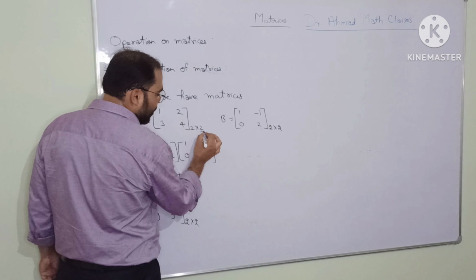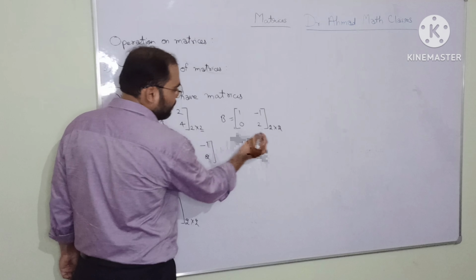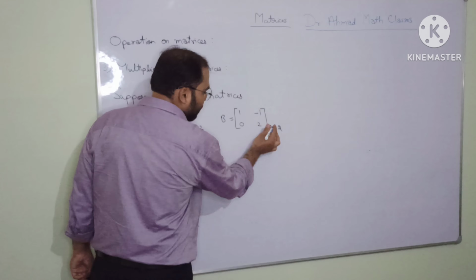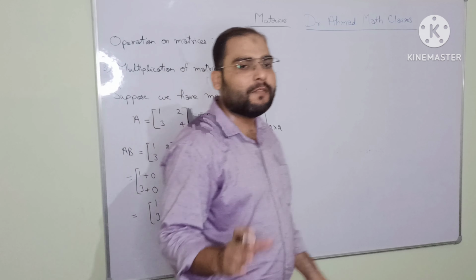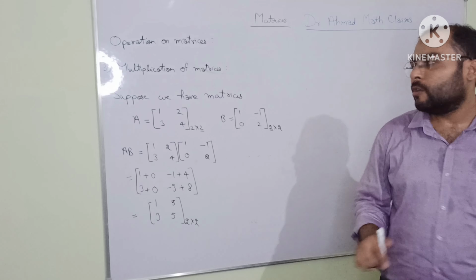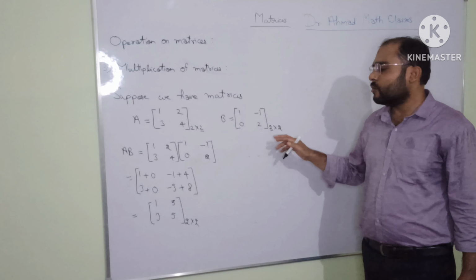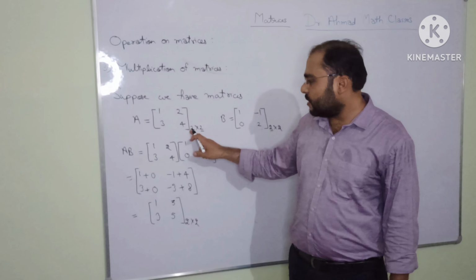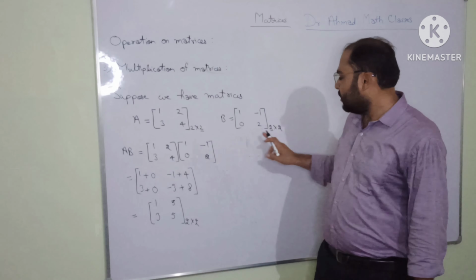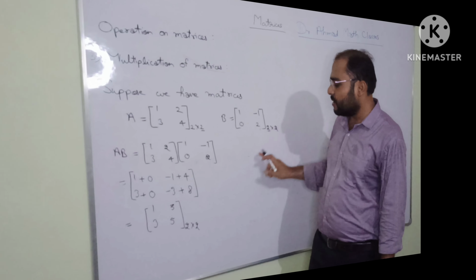इस A मैट्रिक्स का नंबर ऑफ कॉलम, which is equal to 2, B मैट्रिक्स के नंबर ऑफ रो, which is also equal to 2. ये दोनों सेम होना चाहिए मैट्रिक्स मल्टीप्लिकेशन में. फर्स्ट मैट्रिक्स का नंबर ऑफ कॉलम और सेकेंड मैट्रिक्स का नंबर ऑफ रो. और जो रिजल्टेंट मैट्रिक्स AB आएगी उसका ऑर्डर क्या होगा? नंबर ऑफ रो ऑफ A इंटू नंबर ऑफ कॉलम ऑफ B.